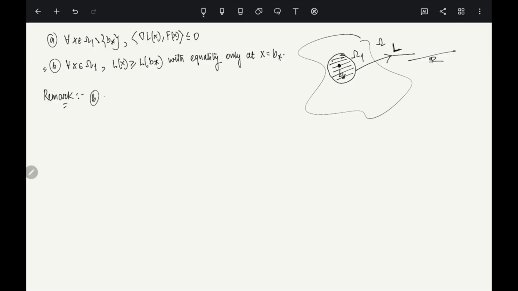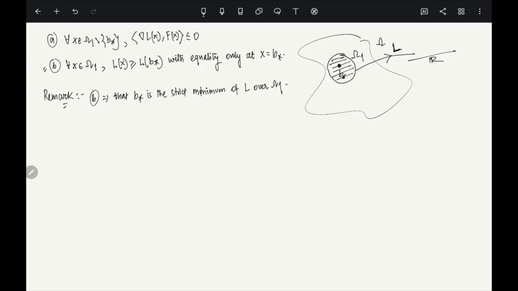The condition B implies that the point b star is a strict minimum of L over omega 1. Is it okay? Yeah. So that's your B.